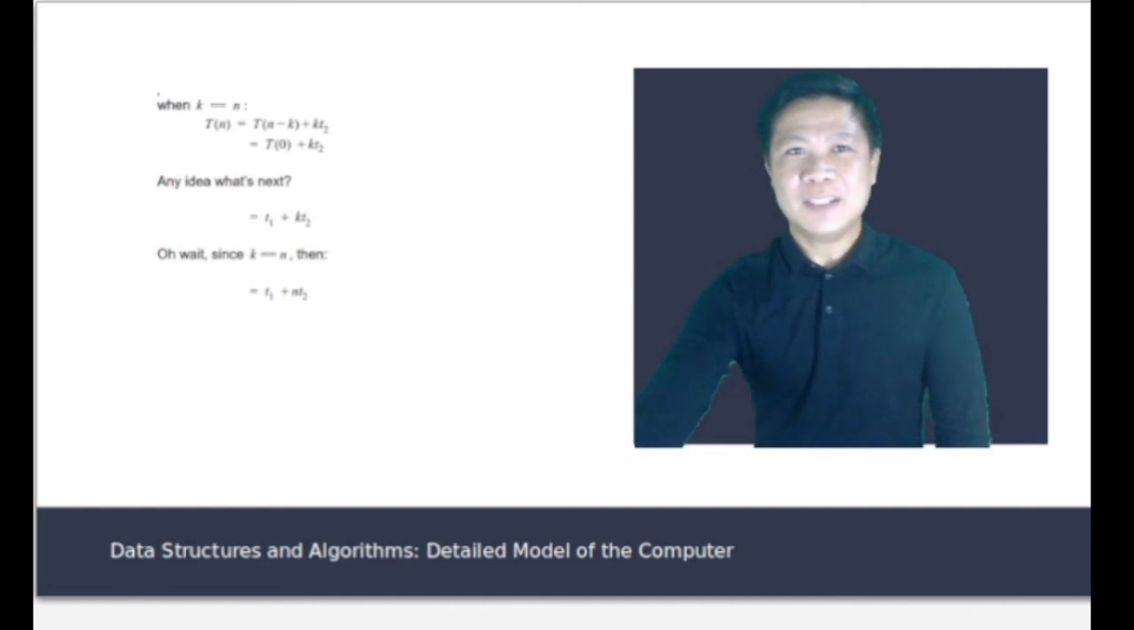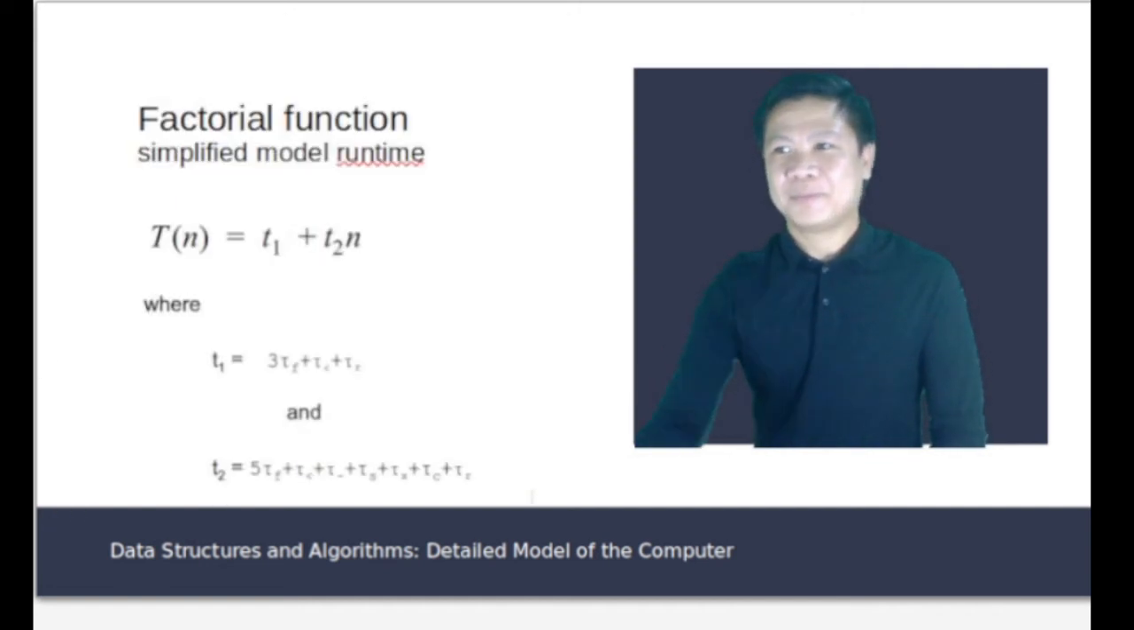So our total runtime for the function factorial is t sub 1 plus t sub 2 times n, where t sub 1 is 3 time f plus time less plus time r, and t sub 2 is 5 time f plus time less plus time minus plus time s plus time times plus time c plus time r.